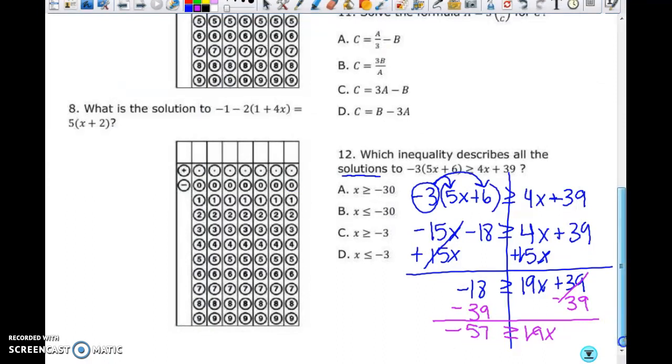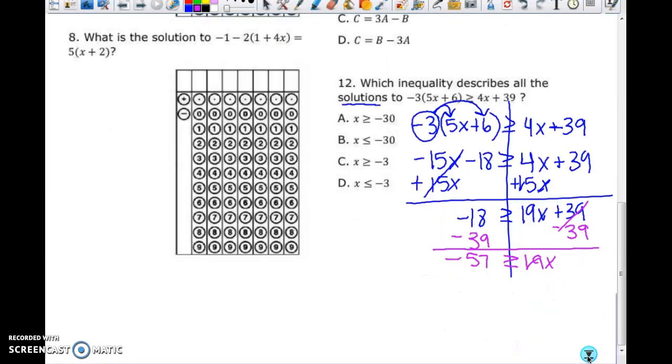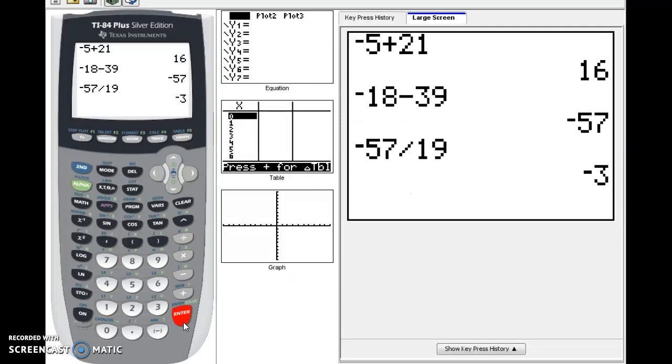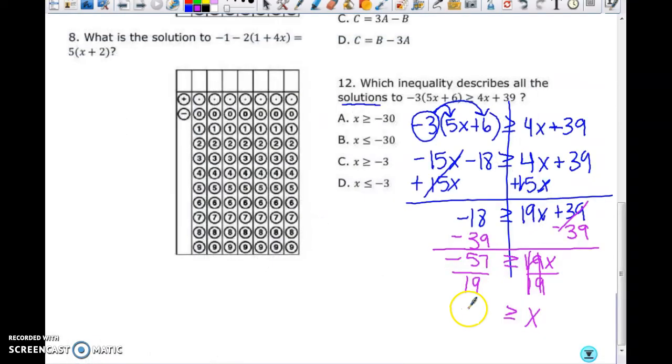And the last thing I have to do to get rid of this 19 is to divide by it, right? Now, what do I do with my inequality? So this will cancel. Bring down my x. Bring down my inequality. Right? Why am I not flipping it? Did I divide by a negative number? No, I did not, which is why my inequality stayed the same all the way down. Negative 57 divided by 19 gives us negative 3. So this is my answer.